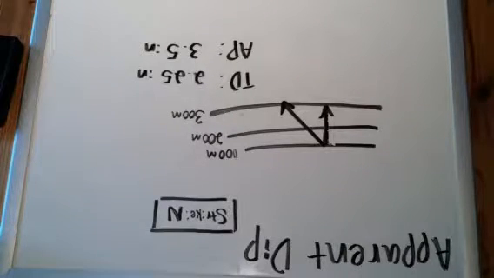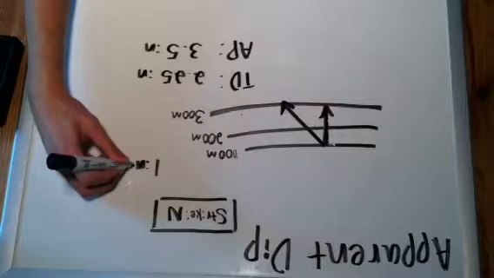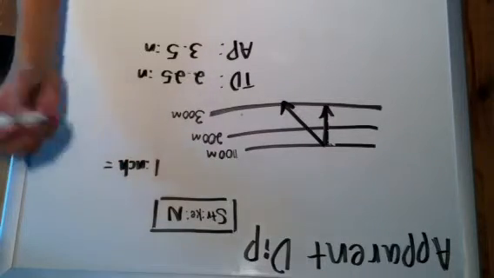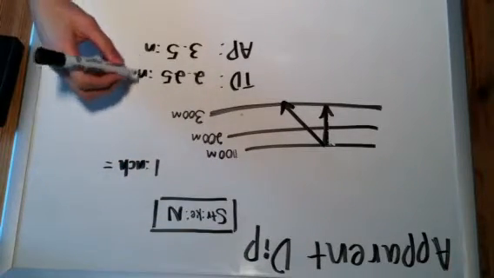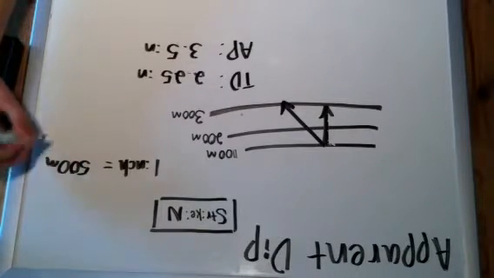Now, this is an incredibly simple map, it's really just a portion of a map, but let's just say that on this map the scale is 1 inch is equal to, I don't know, 500 meters. 500 meters horizontally.